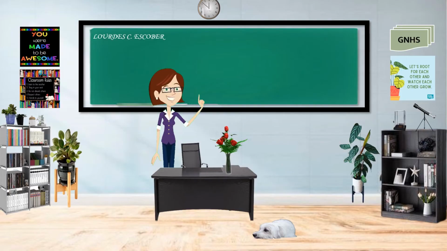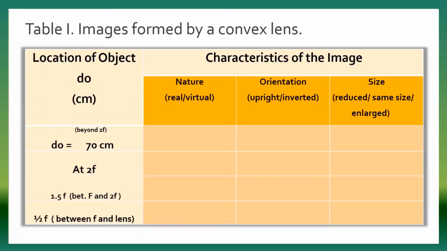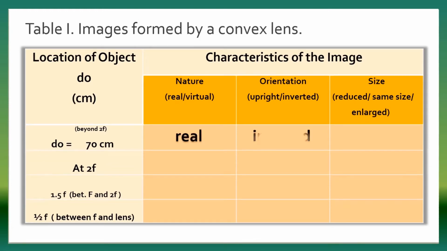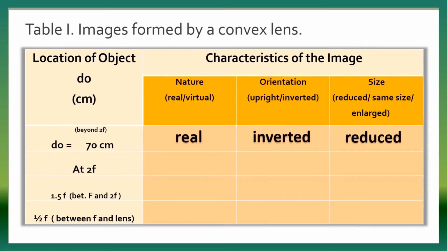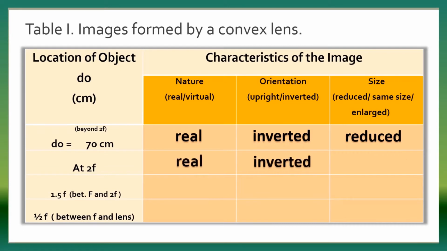Are you done with the activity? Yes. Good job! Now, let us discuss the answers in Table 1. At DO equals 70 centimeters, or when the candle is located beyond 2F, the image is real, inverted, and reduced. When the object is located at 2F, the image is real, inverted, and of the same size as the object.